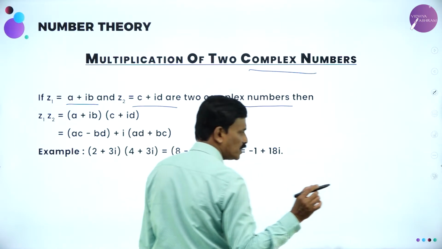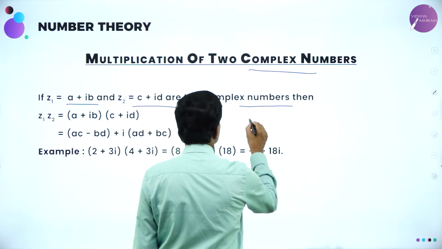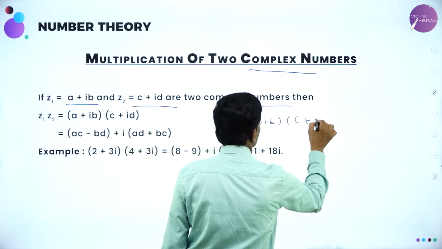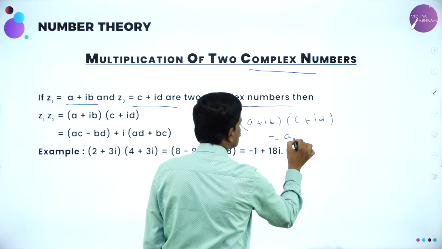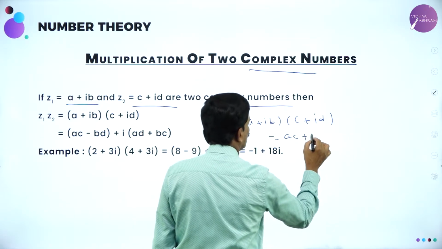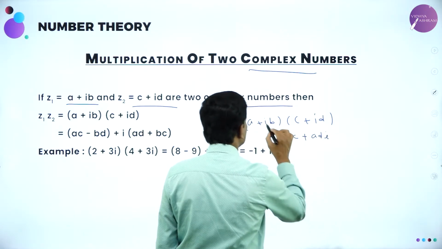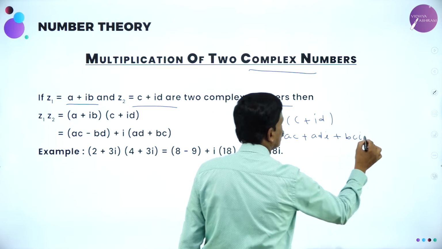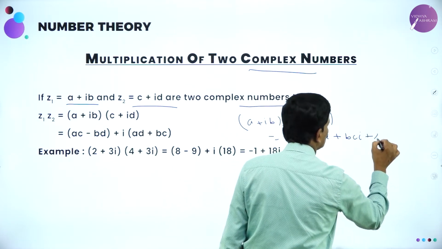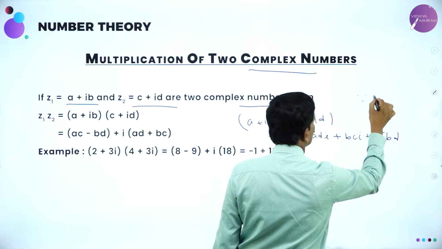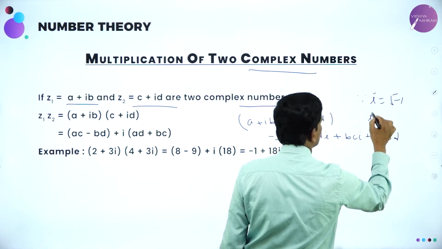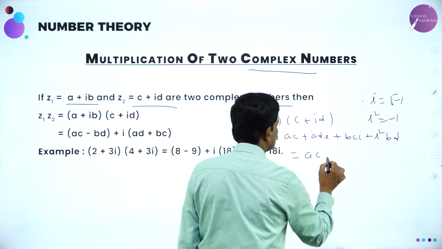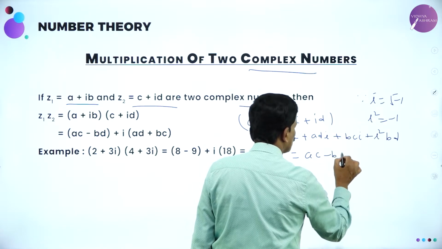See, I will show the ordinary multiplication. (a plus ib) into (c plus id). Let us multiply. a into c is ac, plus a into id is adi, again plus ib into c is bci, again plus i into i is i square bd. Since we know i is equal to root of minus 1, i square is equal to minus 1. So this is equal to ac, and now i square is minus 1, so this is minus bd.